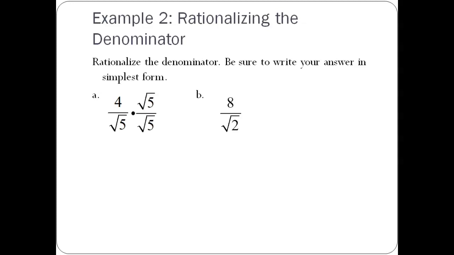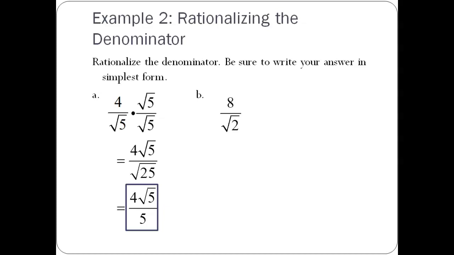So multiplying this, we have 4 root 5 in the numerator, and then the square root of 25 in the denominator. Square root of 25 simplifies to 5, so we have 4 root 5 over 5. And now you see how we no longer have a radical in the denominator, so we have rationalized that denominator.